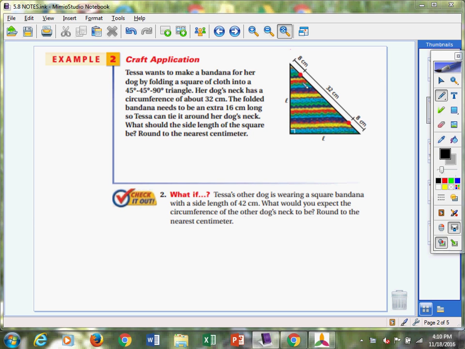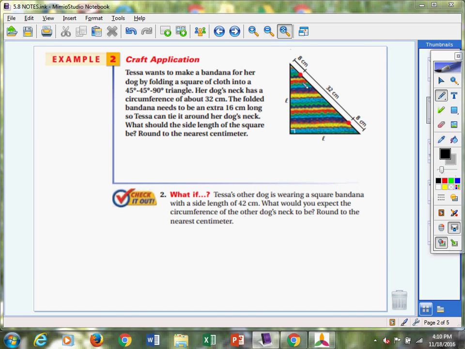And we know that there's a relationship based on the theorem, the relationship between one side and the hypotenuse. All you have to do is take that leg, multiply it times the square root of 2, and you've got the hypotenuse. Or if you have the hypotenuse and you need the leg, then take the hypotenuse, divide that by the square root of 2, and you have one leg.